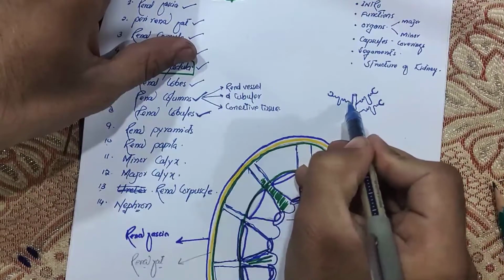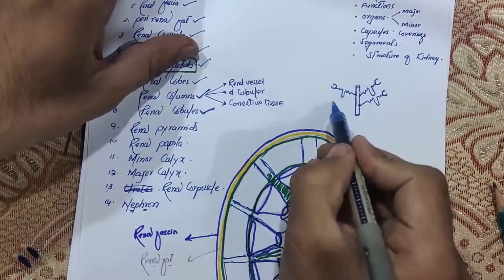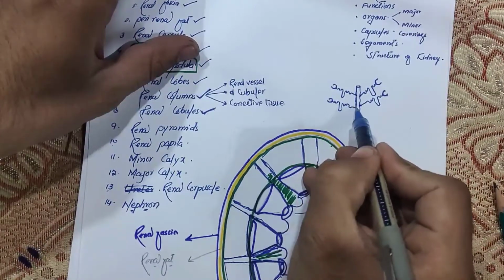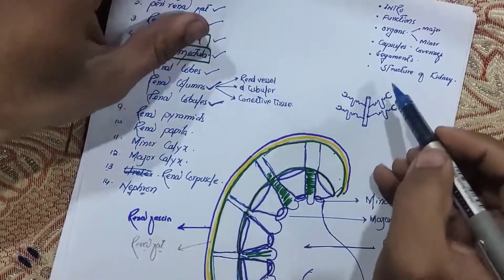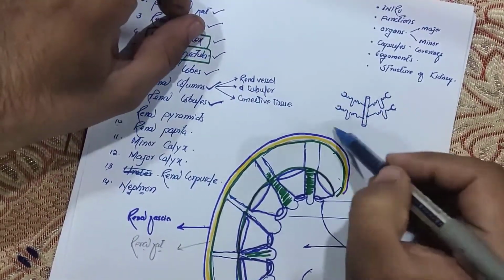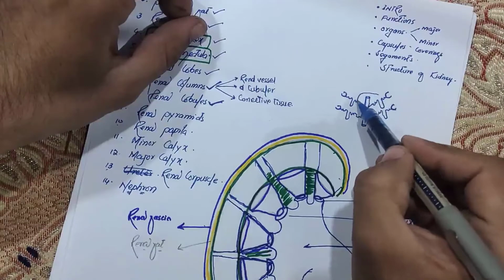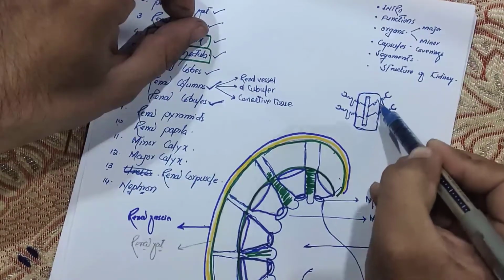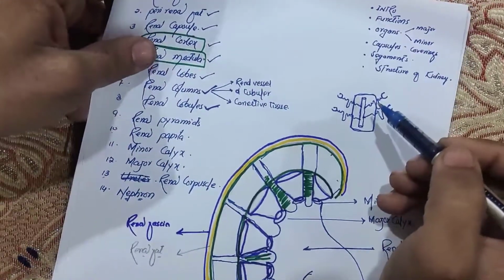Like this, pour your filtrate there. Then there is another nephron, loop of Henle, pour your filtrate there. So this part where many nephrons are connected to one collecting duct, this part is called the renal lobule.